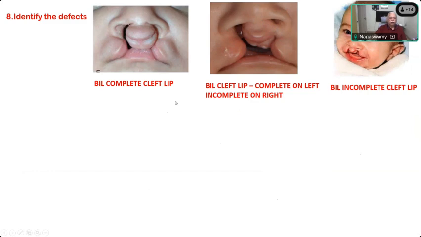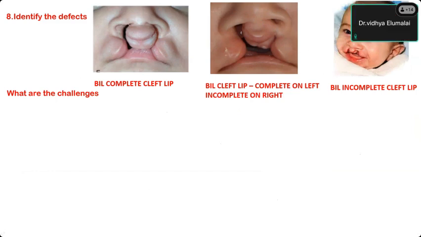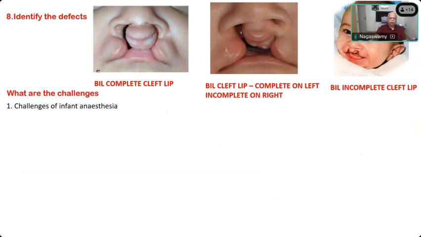But for discussion, just given these types for you to identify each of these, what are the challenges in these cases? First routine answer: pediatric age group. Challenges of infant anesthesia, because they are all done at a very young age. What is the age at which lip has to be repaired?